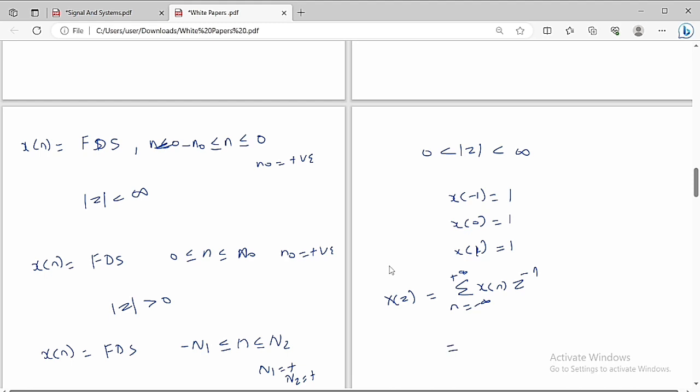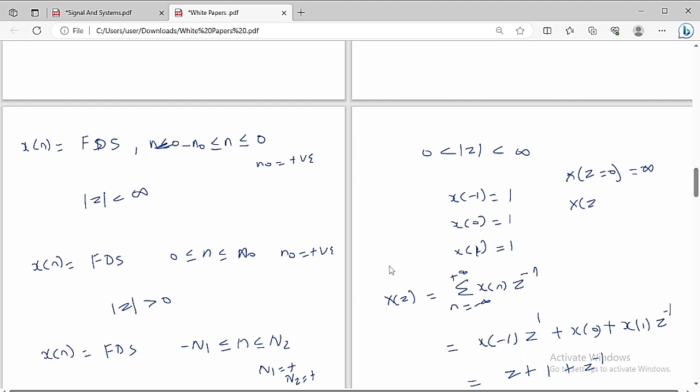So if you substitute n equal to minus 1, you are going to get x of minus 1 into 10 to the power of 1, plus x of 0, plus x of 1 into 10 to the power of minus 1. As all the values are 1, you are going to get z plus 1 plus 10 to the power of minus 1. If you substitute z equal to 0, then what are you going to get? X of z at 0 is nothing but 0 plus 1 plus 1 by 0, which is nothing but infinity.